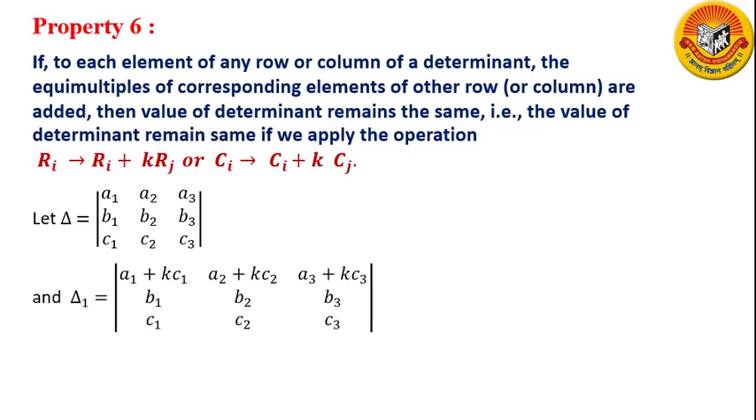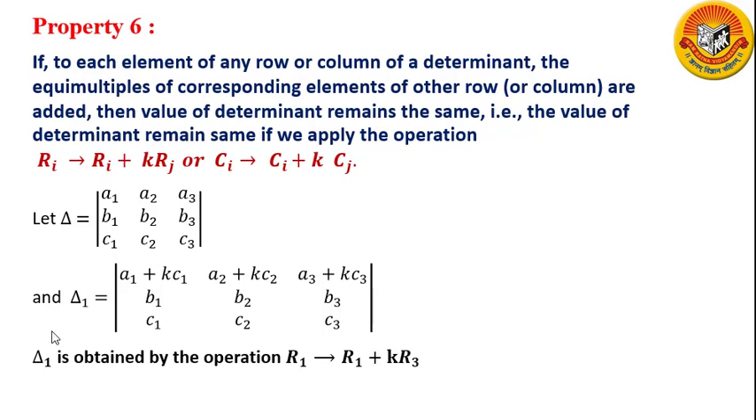Now I have taken another determinant in which I have added k times R3 to R1, right? If you see this R1, A1, A2, A3 is already there. What I have done is add k times this third row. Now this k can be positive or negative. So whatever value I get for this determinant will be the same as for this determinant.